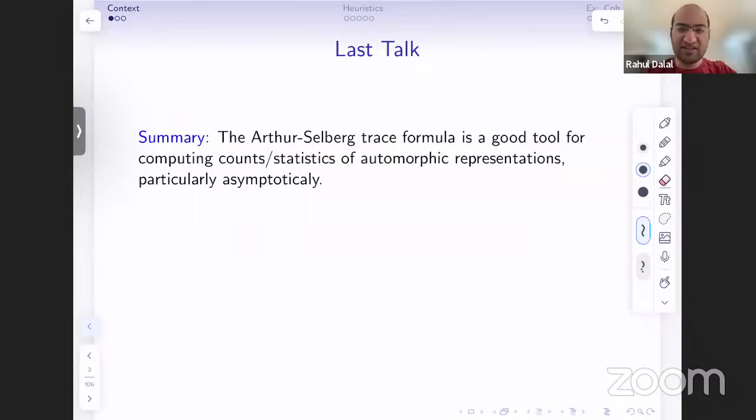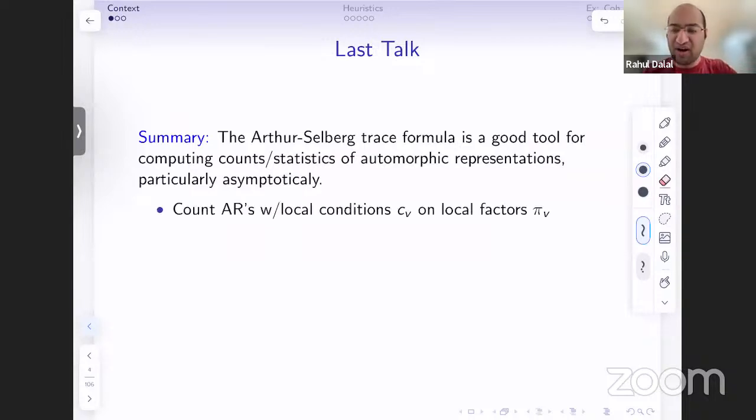As I was saying, in the last talk, we discussed how the Arthur-Selberg trace formula is a very good tool for computing counts or statistics of automorphic representations, and it's particularly good when you care about asymptotic counts. Because remember, we discussed that there are multiple terms on the geometric side of the Arthur-Selberg trace formula, and asymptotically, the main terms are the easiest terms. So you can get rid of a lot of complications of the other terms if you just care about asymptotics.